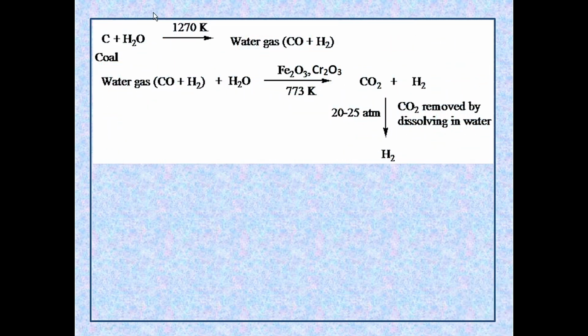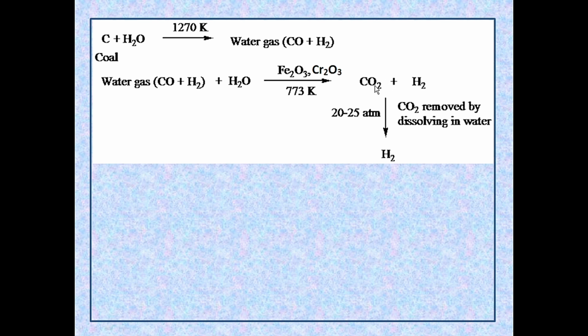Next was Bosch process. Bosch process is nothing but the water gas shift reaction, wherein carbon is reacted with water at 1270 Kelvin to produce water gas, which is a mixture of carbon monoxide and dihydrogen. This water gas is further reacted with steam in the presence of Fe₂O₃ and Cr₂O₃ at 773 Kelvin, where the carbon monoxide is oxidized to carbon dioxide and H₂ is liberated. So this is the industrial preparation of dihydrogen and it is called Bosch process or water gas shift reaction.